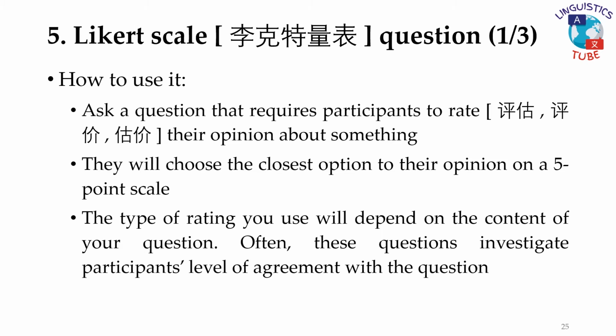The next type of question is one of the most popular types to include on a questionnaire. To use this type, you should ask a question that requires participants to rate their opinion about something. To do this, they will choose the closest option to their opinion on a scale with 5 points. This is called a Likert scale, and if you have ever completed a questionnaire, it's very likely that it included a Likert scale question. What do the options in the rating look like?